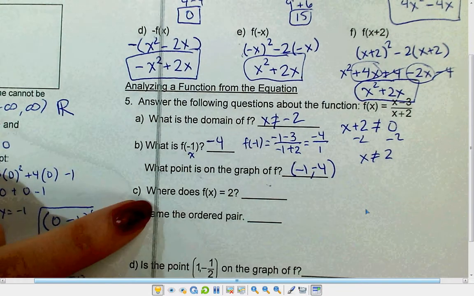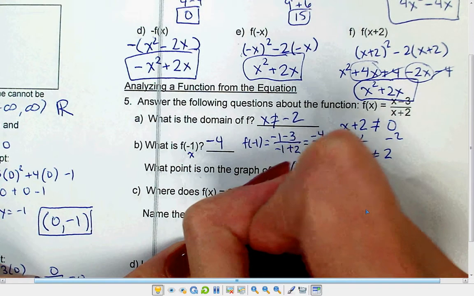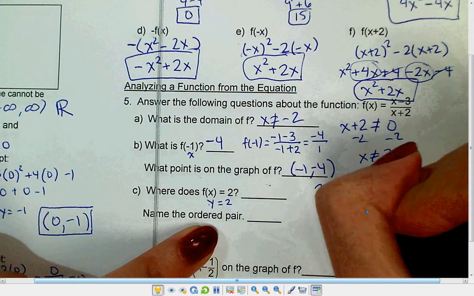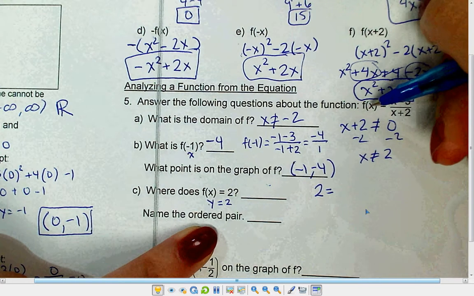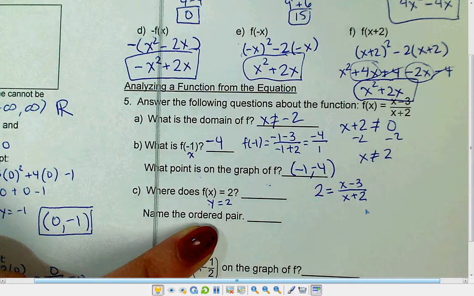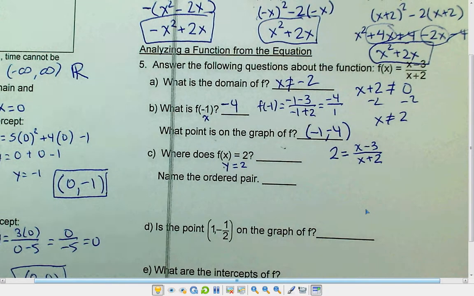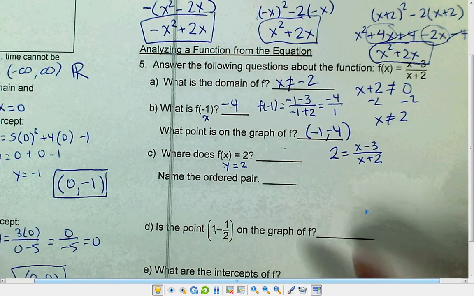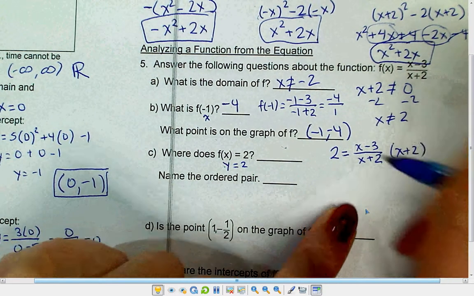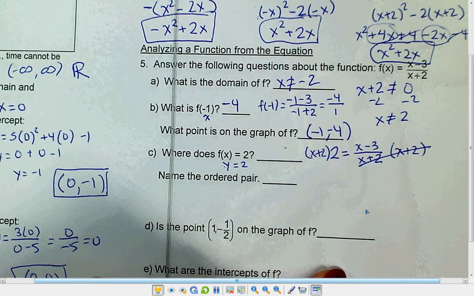Okay. C is asking us, where does f of x equal 2? So we're looking for when y is 2. So now we're plugging in 2 for my y, which is the f of x, and I'm solving for x. So this is the equation I'm starting off with. So this is a little bit trickier algebraically. Kind of like what we did on the first page, we got to get rid of this fraction. So we're going to multiply both sides by x plus 2 to get rid of this denominator.